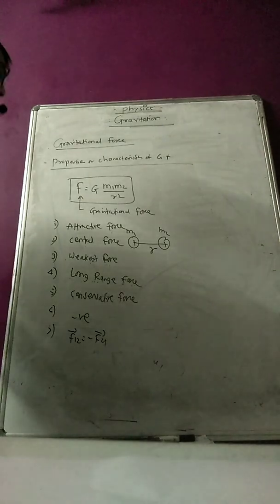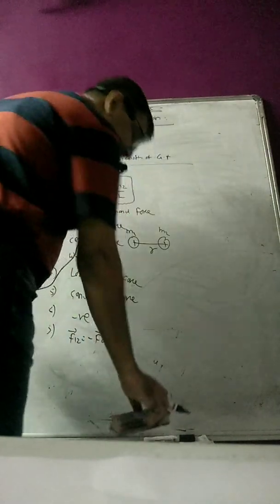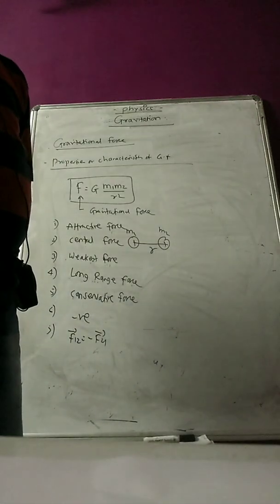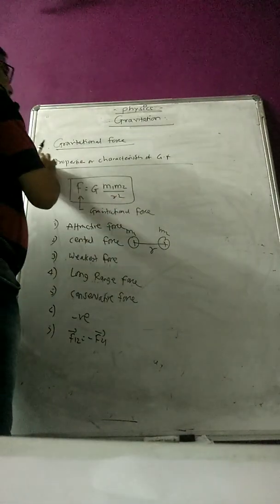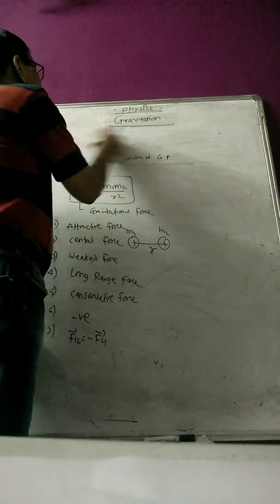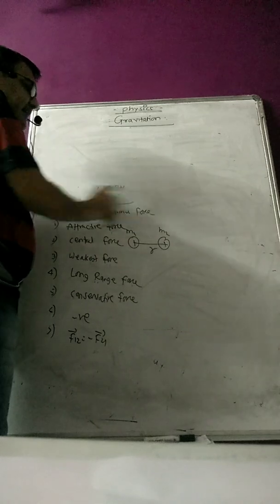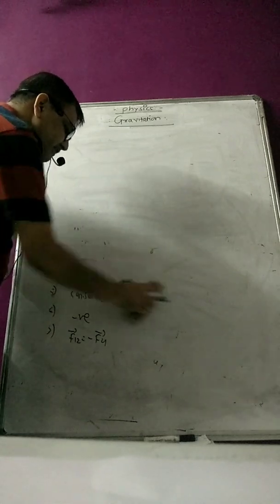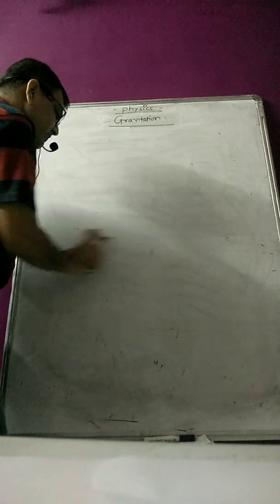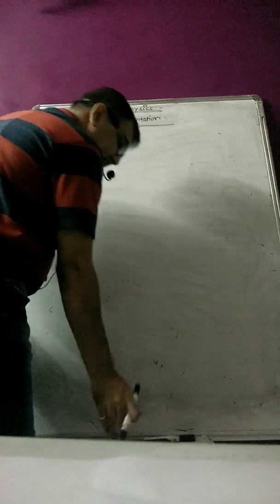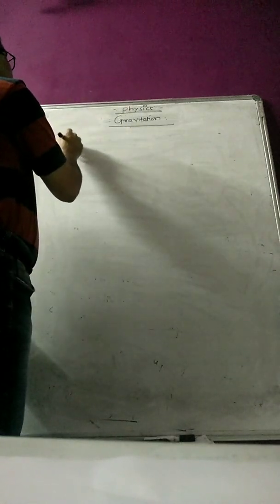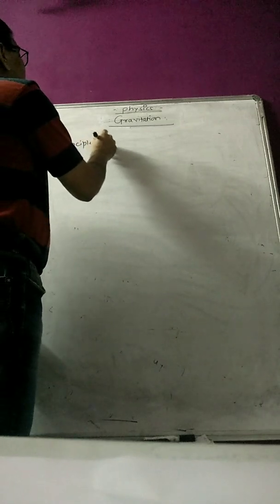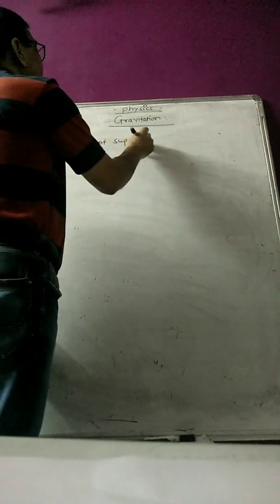Now once you have that gravitational force, we come to the point: what exactly is the principle of superposition for gravitational force? You have learned the principle of superposition in electrostatics also, or in waves and oscillations. So what is this principle telling?